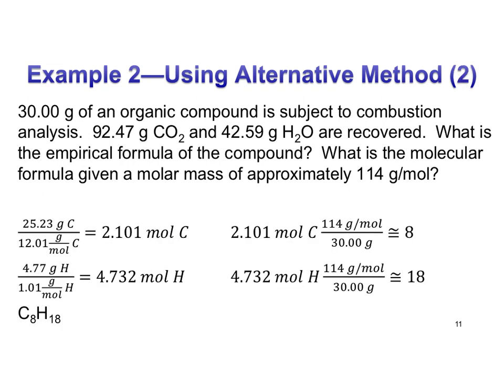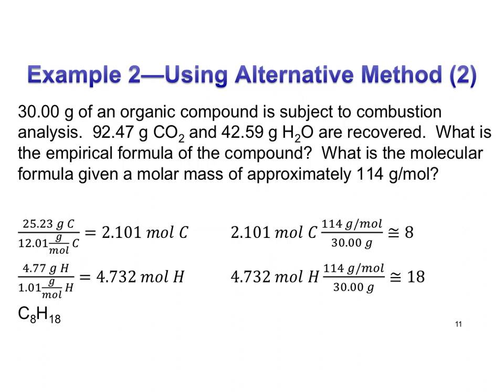The alternative method uses the mass of the original sample and the molar mass of the compound to determine the molecular formula instead of using the empirical mass method. Here, the first set of moles are multiplied by the molar mass and divided by the mass of the original sample. This gives the molecular formula more directly.